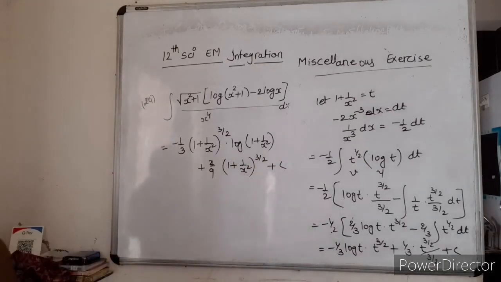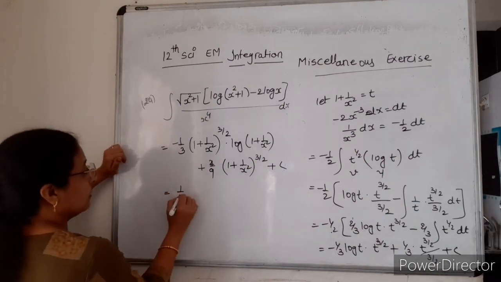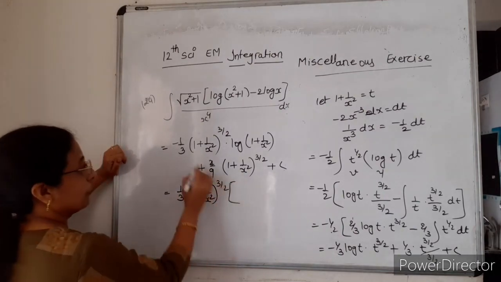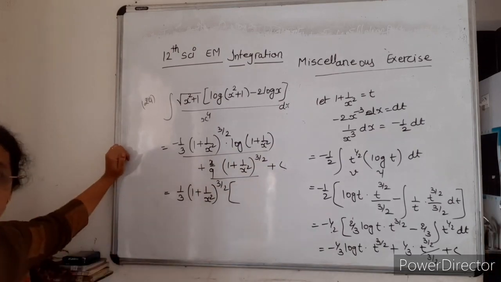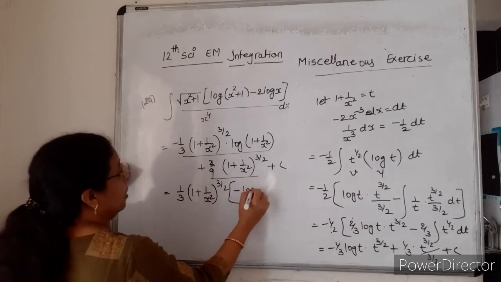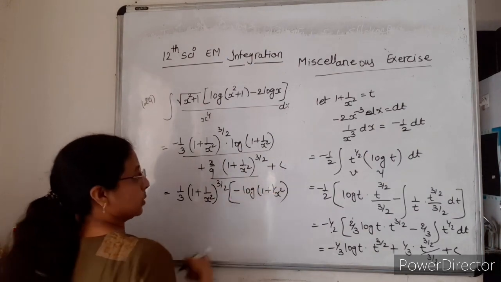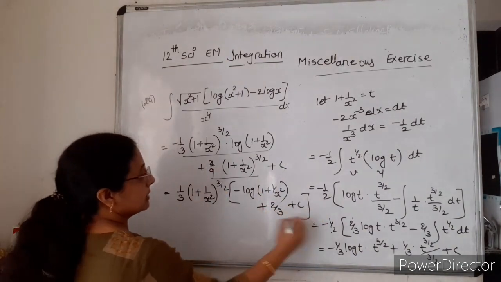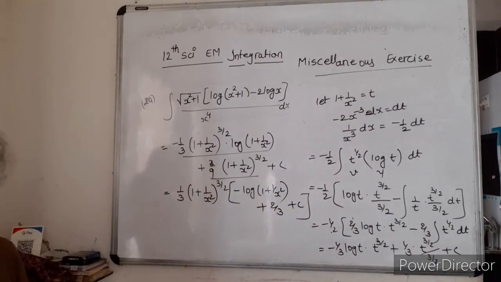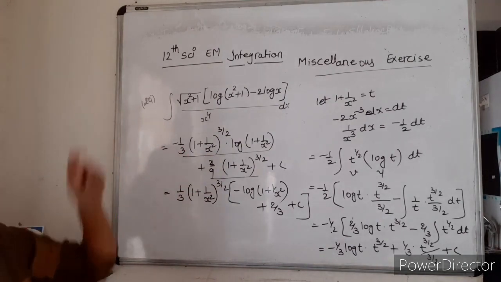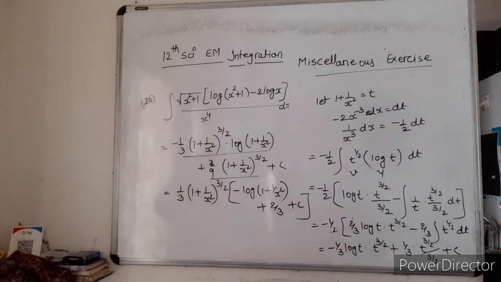So you can take 1 plus 1 upon x square raised to 3 by 2 common. You can do like this. If 1 by 3, 1 plus 1 upon x square raised to 3 by 2, from both these terms if you take common, so what is it? Minus log of 1 plus 1 upon x square plus, it is 1 by 3 common, so 2 by 3 plus. That is our answer. Right? We can do more simplification, but there is no need. So this question number 24 is going to be over.